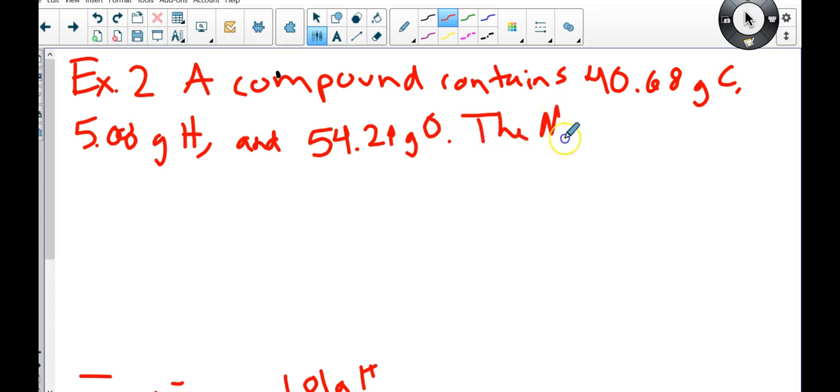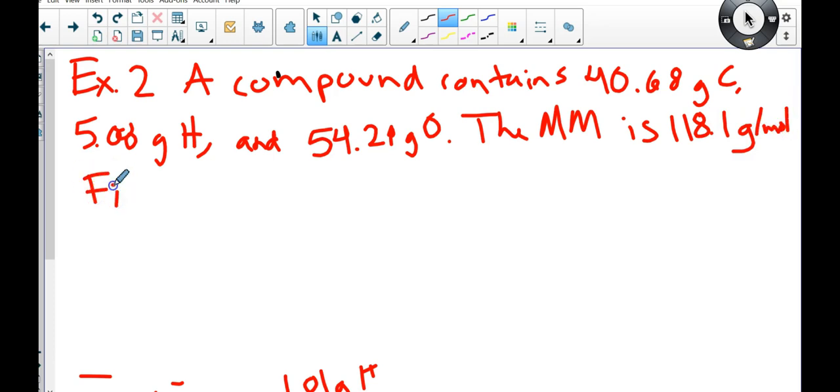The molar mass, this is how you abbreviate molar mass, 2 capital M's. That's an AP chemistry thing, so I guess you're welcome. Is 118.1 grams per mole. So, find empirical formula and molecular formula.